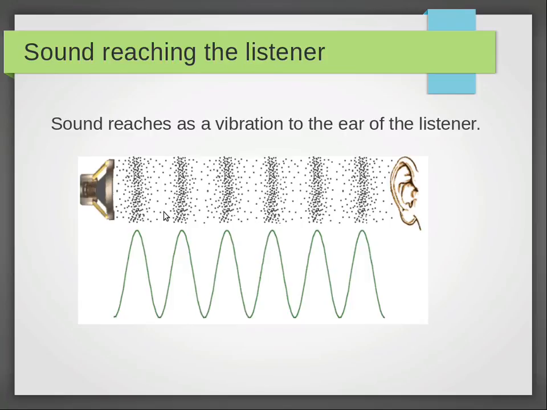This sets all the particles in motion till the disturbance reaches the listener. So sound reaches the listener as the vibration of the particles in a medium. The compression in a region corresponds to a peak in the figure, and the rarefaction in the region corresponds to a valley. The compression and rarefaction are alternately formed in a medium when a sound travels.